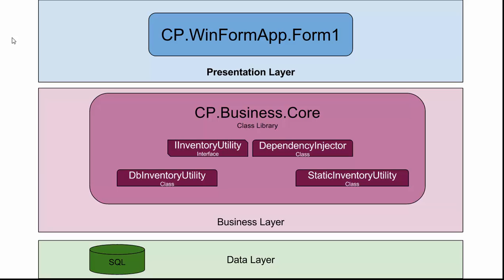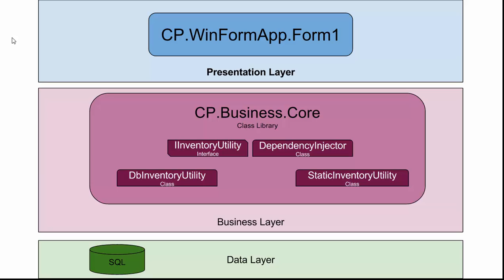So the diagram that you see in front of you represents what we've ended up with at this point with our code. You've got your presentation layer, which is where your Windows Form app lives. That's just form 1. That could be any form in theory. Then we have our business layer, which is our core library of what we're doing. Inside of there, we have our interface, which is our IInventoryUtility. We have our class, which is our dependency injector. And then we have two utility classes. One is the static inventory utility, and one is the DB inventory utility. And then we have a data layer at the bottom, which is our SQL database.